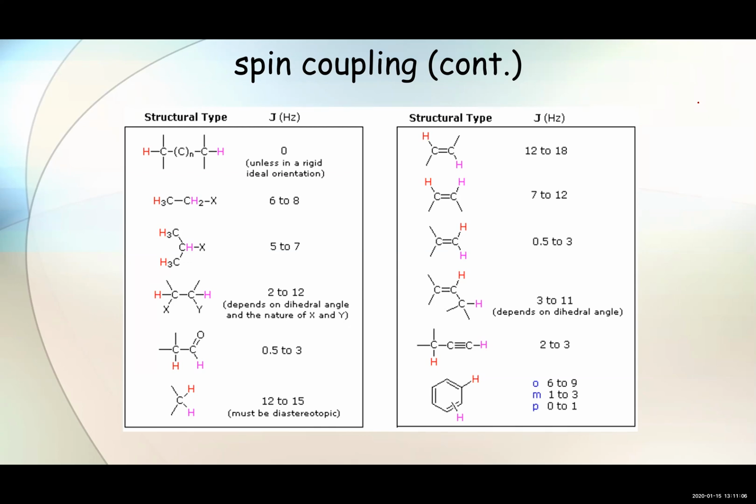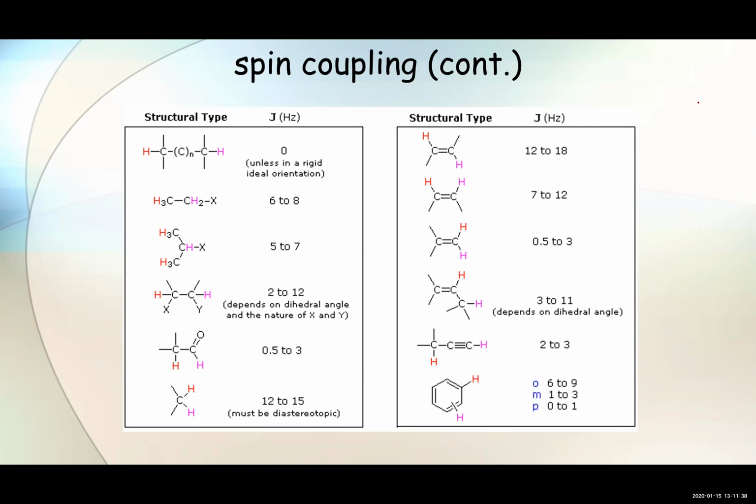Typical alkane ones are 6 to 8. These are 5 to 7. On our NMR, these will look the same. But if you're looking across a double bond, these are 12 to 18. So what that means is the split between the hydrogens will be bigger than it will be for things that aren't on a double bond. Here, these are going to be relatively close. We may not be able to see these on our NMR because the resolution's not good enough, and everything has to be pretty much perfect.